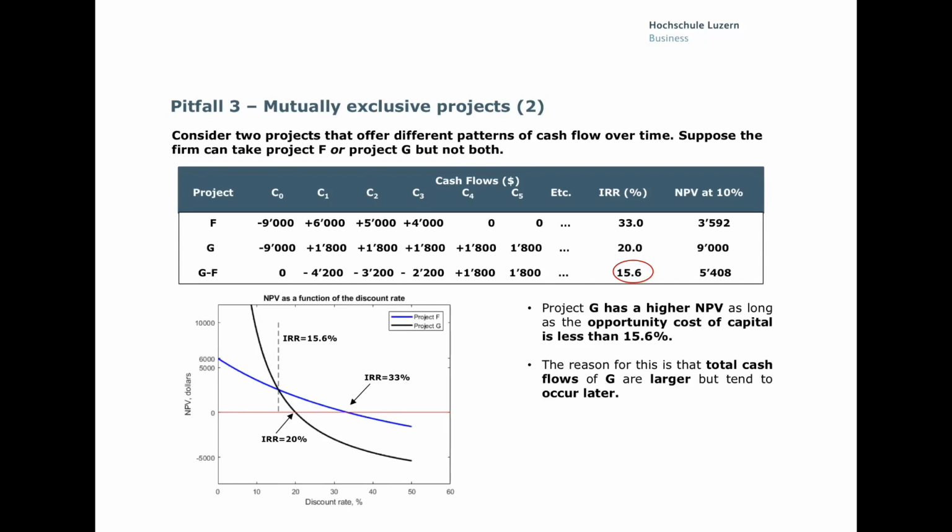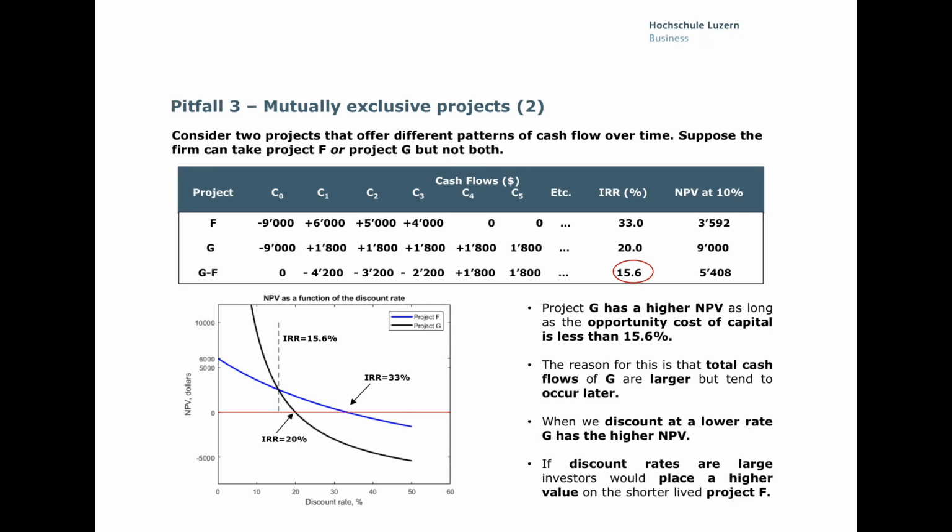Using again the incremental cash flow approach, it follows that project G has a higher NPV as long as the opportunity cost of capital is less than 15.6%. The reason for this is that total cash flows of G are larger but tend to occur later. Discounting at a lower rate then implies that G has a higher NPV. However, if discount rates are high, investors will place a higher value on the shorter-lived project F.